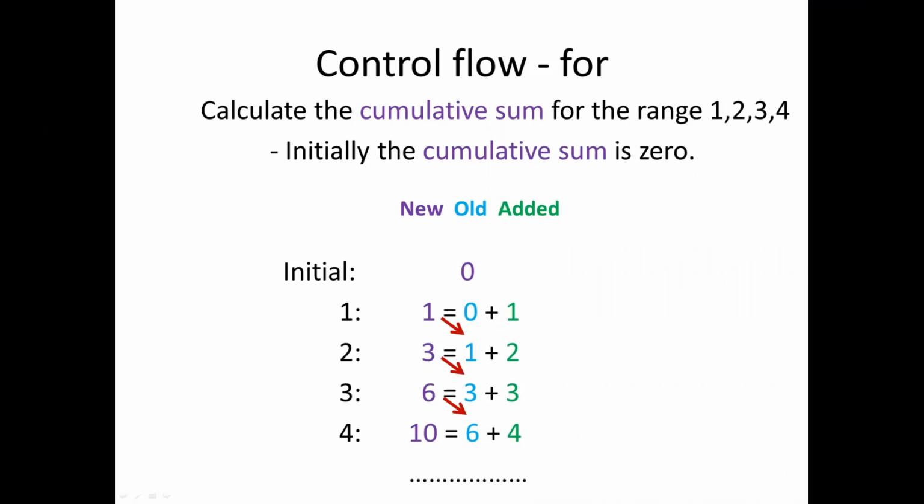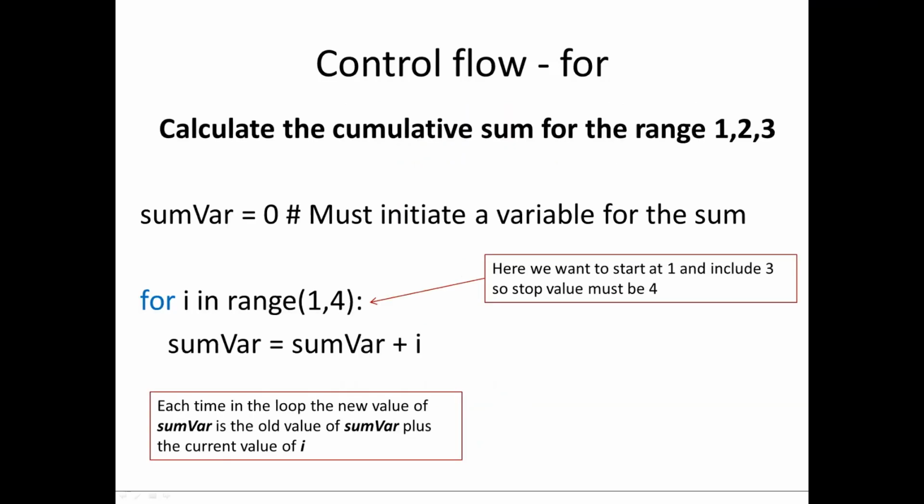Note the order that the sums are written here. The new value of the cumulative sum is to the left in this column, and to the right of the equal sign, we have the old value of the cumulative sum and the value to add. This is how it will look in a for loop. And this is how the for loop could look.